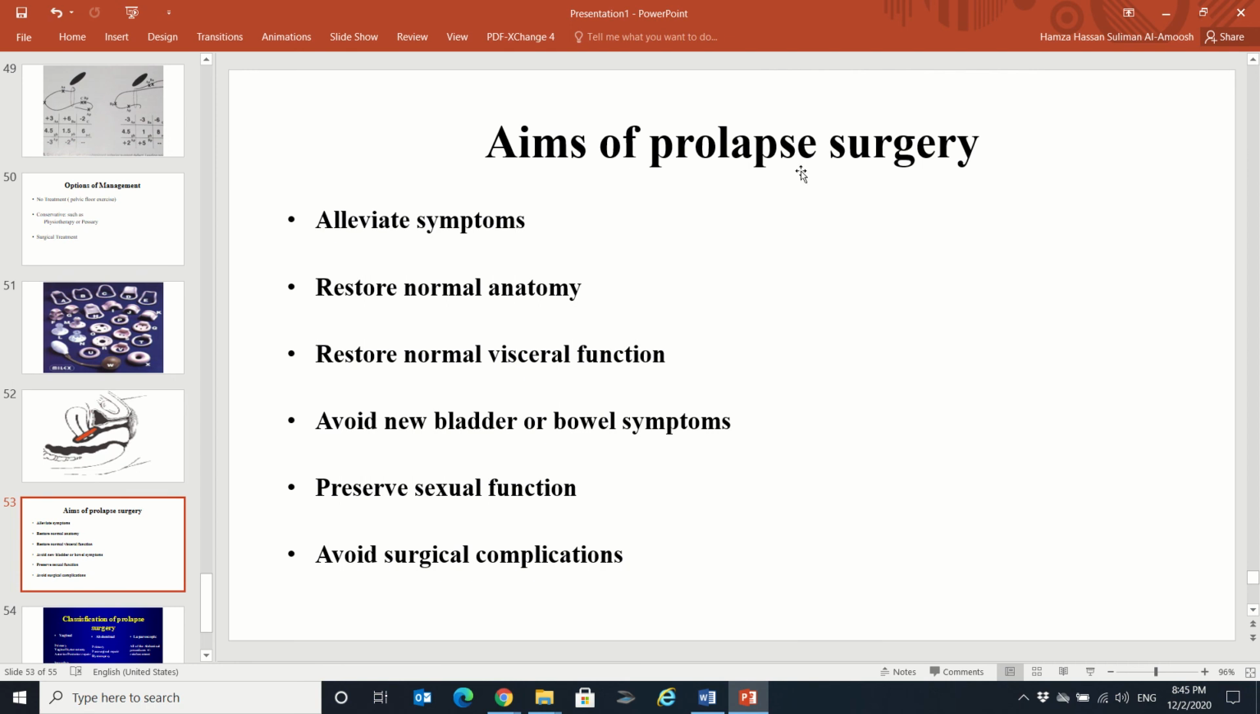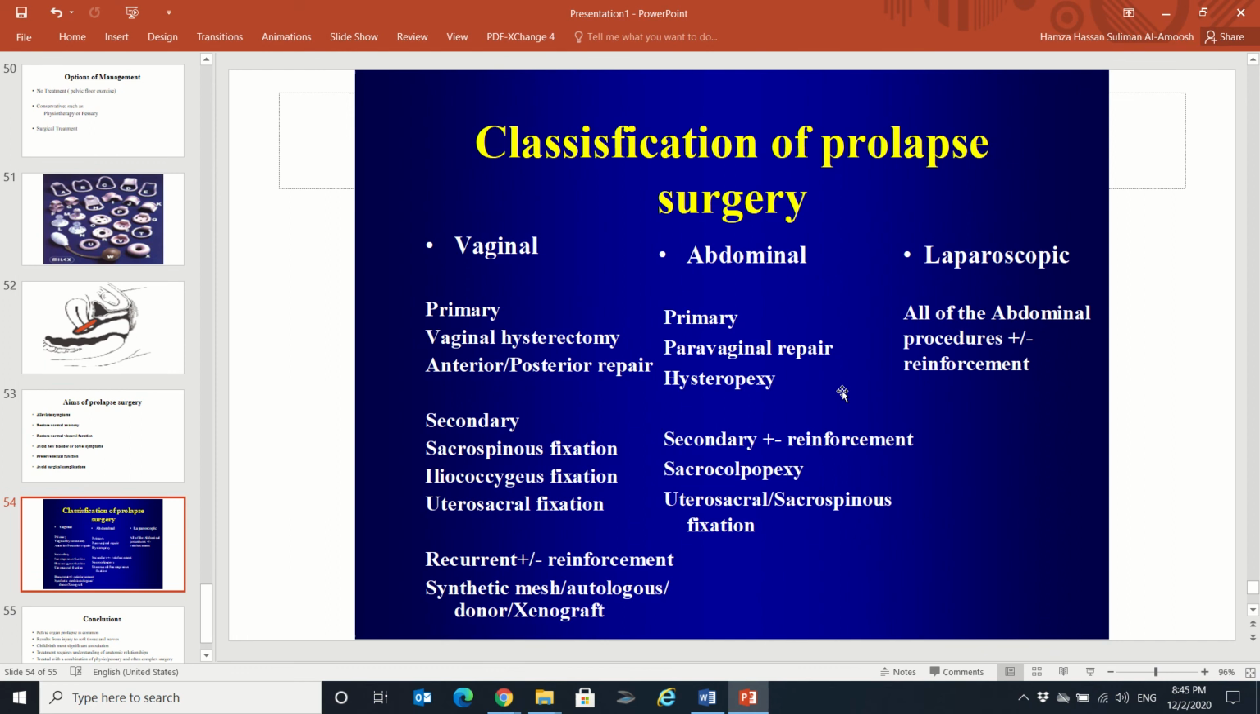The aim of the prolapse surgery: alleviate the symptoms, restore the normal anatomy, restore normal visceral function, avoid new bladder or bowel symptoms, preserve sexual function, and avoid surgical complication. Classification of prolapse surgery, we can have vaginal surgery, abdominal surgery, or laparoscopic surgery. Many types of procedures.